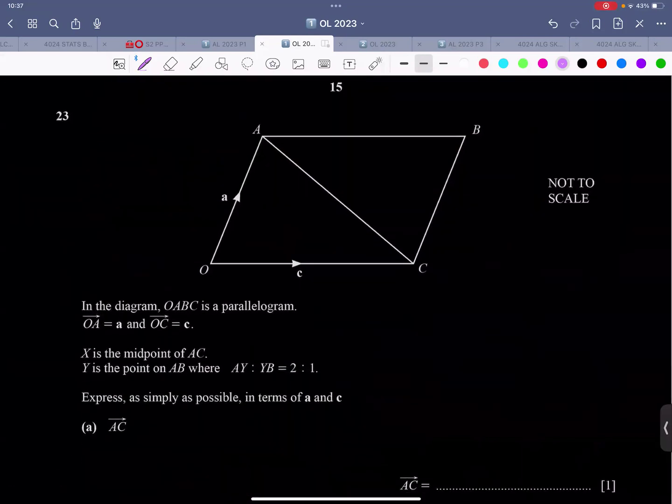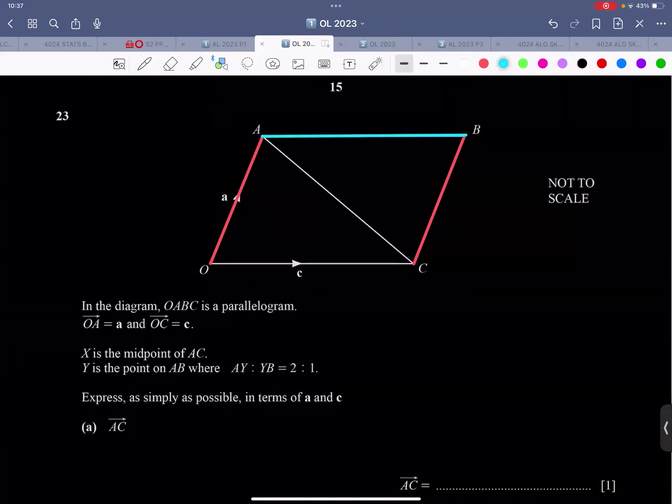Now vectors. It says in the diagram, OABC is a parallelogram. So let me label some sides. So this is OA. That goes like this. That's the same thing as CB. This is AB. That is the same thing as OC. So because it's a parallelogram, these two sides are parallel and equal. These two sides are parallel and equal.